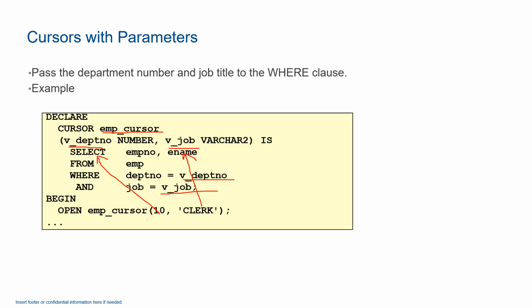This is the advantage of a parameterized cursor. We can open it multiple times and it will dynamically fetch all the records. We don't have to hard code the value as 10. If we want 20, we can pass open employee cursor 20 and analyst. Now it will work for department number 20 and job analyst. This is the main benefit of cursors with parameters.